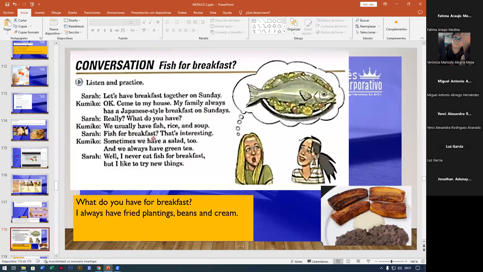Fish for breakfast? That's interesting. Sometimes we have a salad too, and we always have green tea. Well, I never eat fish for breakfast, but I like to try new things. So the person would like to eat something different, right? That is not usually her breakfast, but she likes to try it.